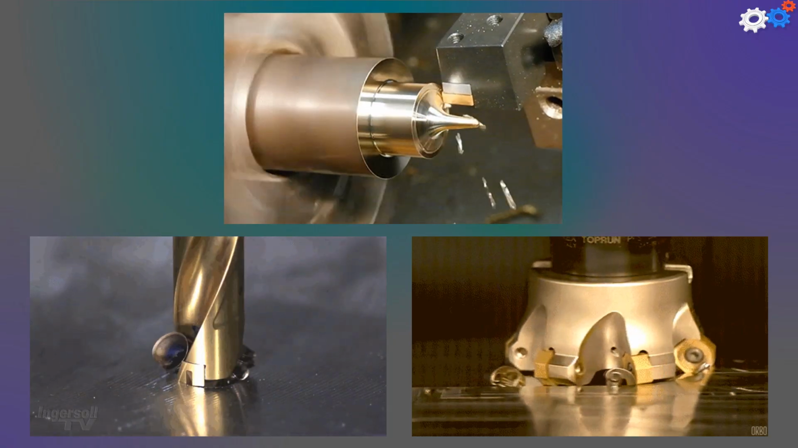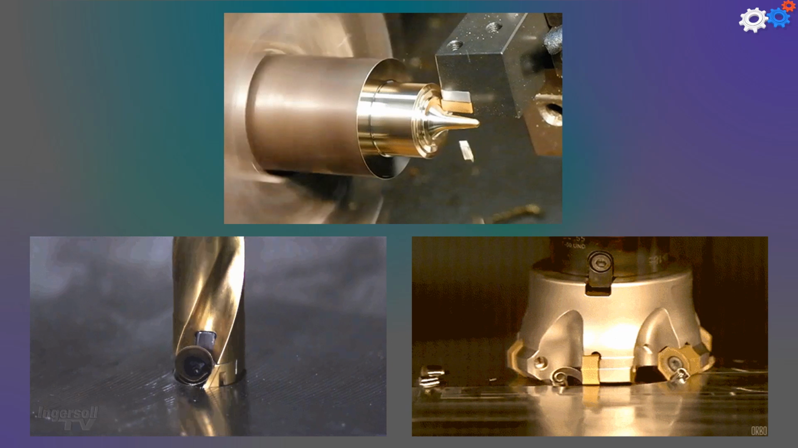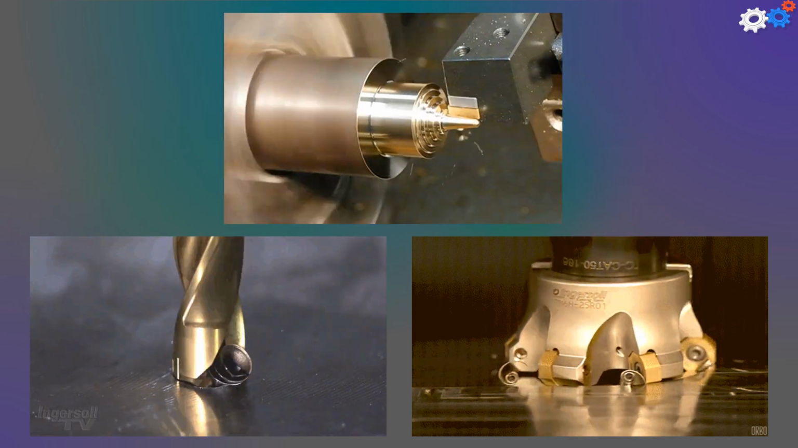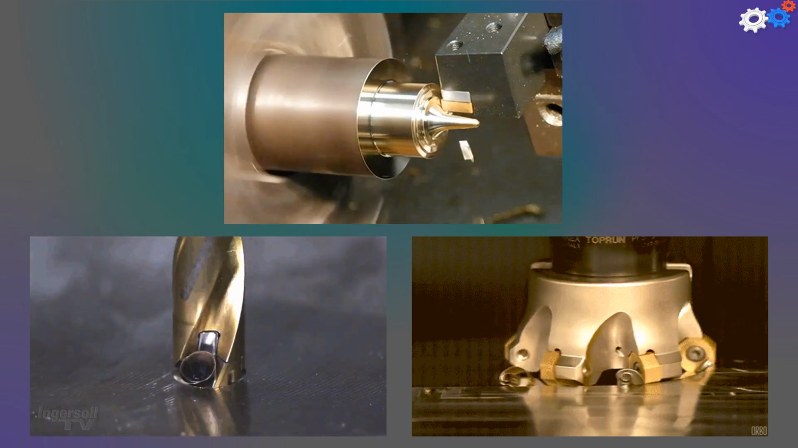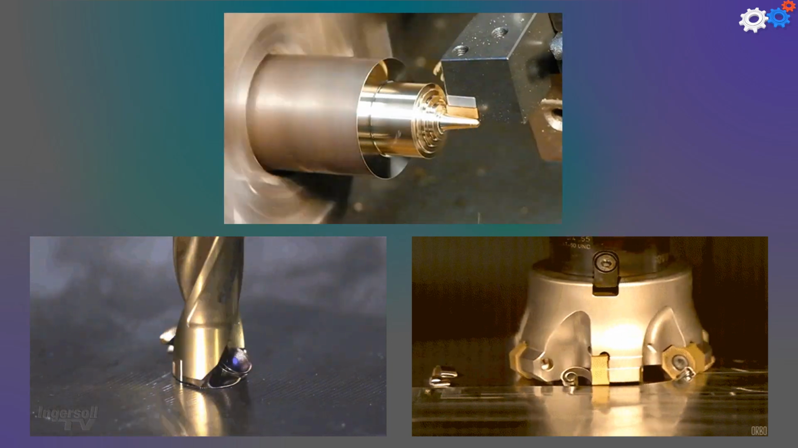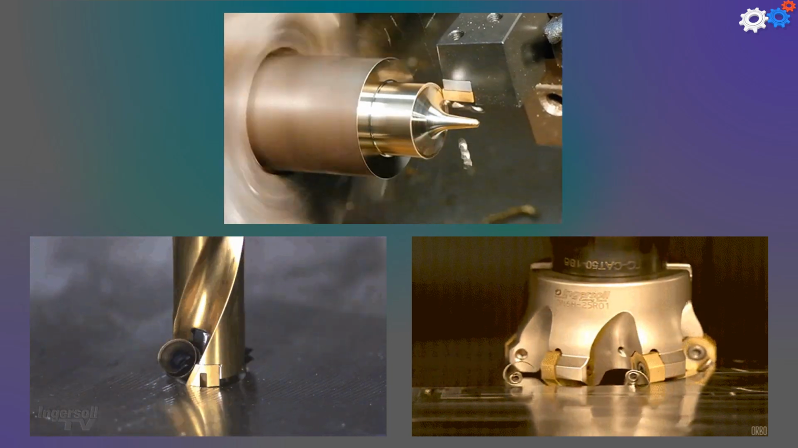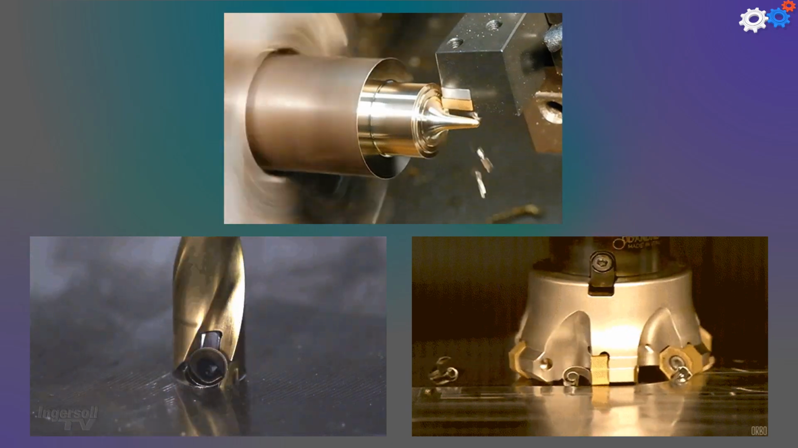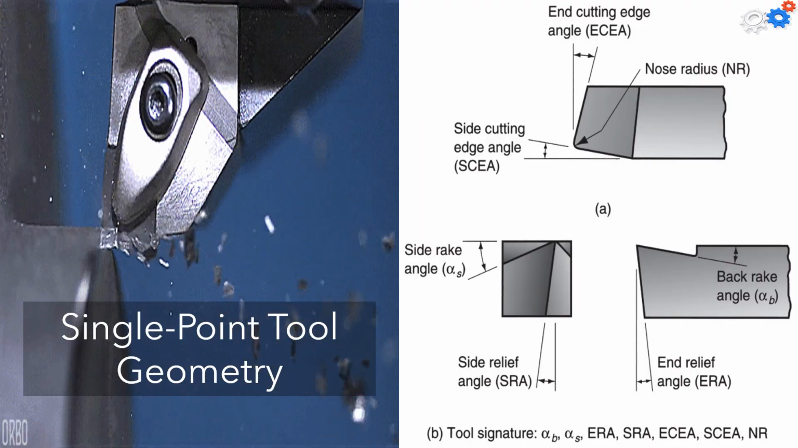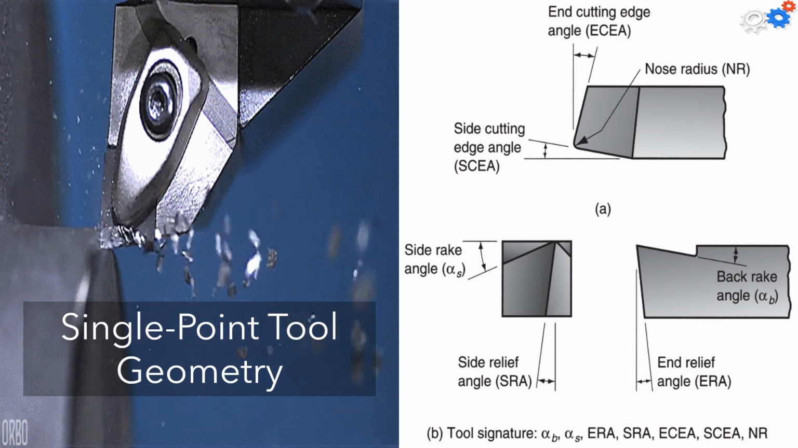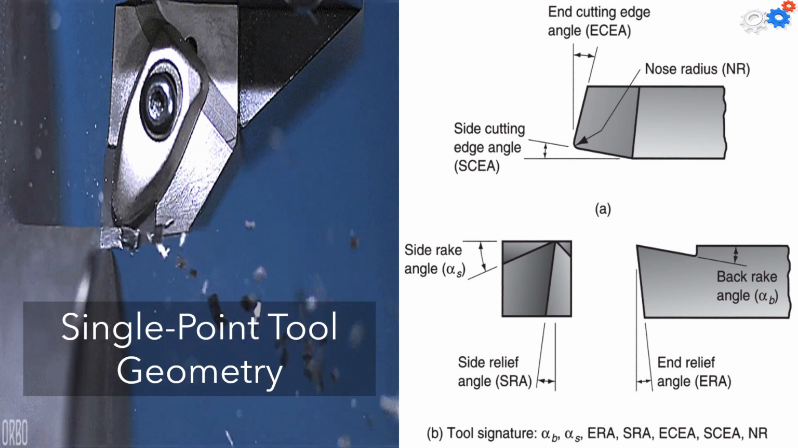Cutting tools can be divided into two categories. A single point tool, which is used for turning, boring, shaping, and planing. And we have the multiple cutting edges tools, which are used for drilling, reaming, tapping, milling, broaching, and sawing. There are seven elements of the single point tool geometry, and that's what is illustrated in the figure.